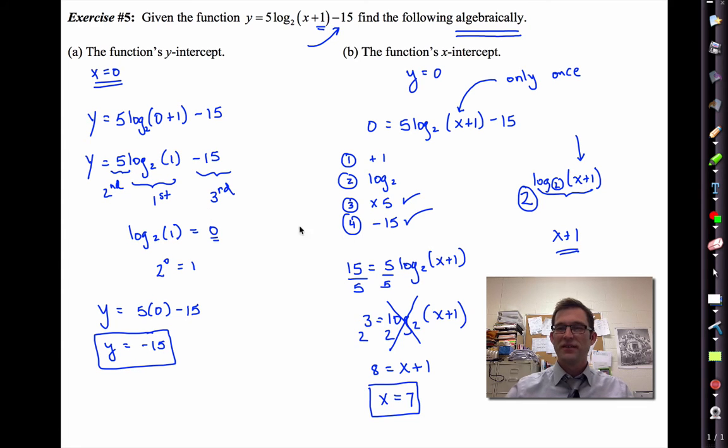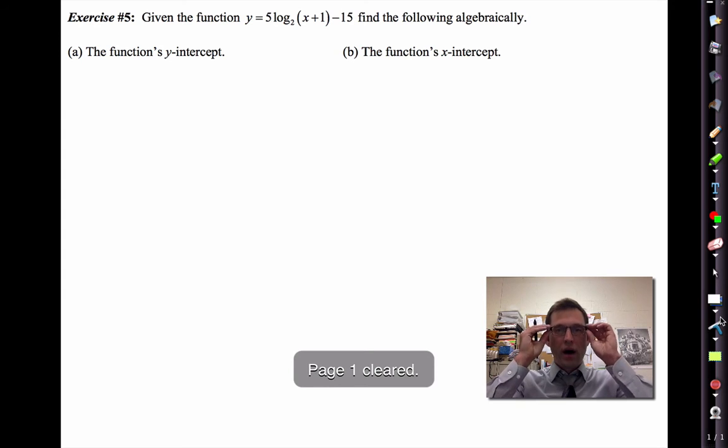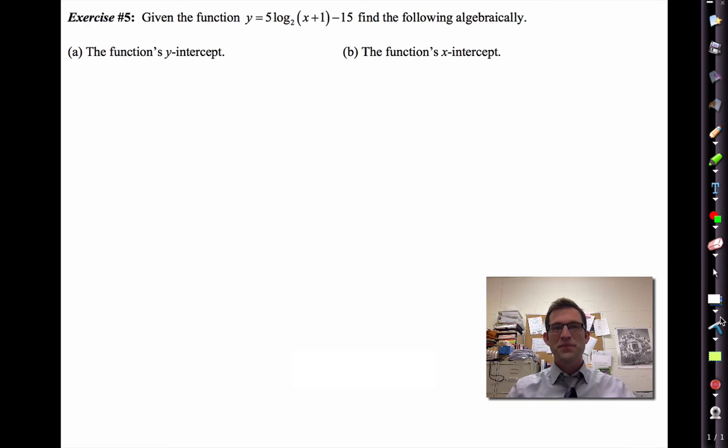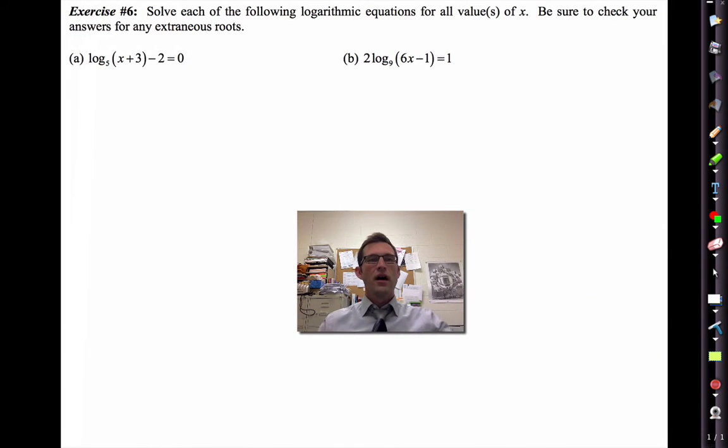Okay, let's do it. Let's clear, adjust the glasses, and keep going. All right, exercise 6. Solve each of the following logarithmic equations for all values of x. Be sure to check your answers for any extraneous roots. All right, so this is exactly what we did in part B of the last problem. Why don't you go ahead and do that, and then we'll talk about our results.